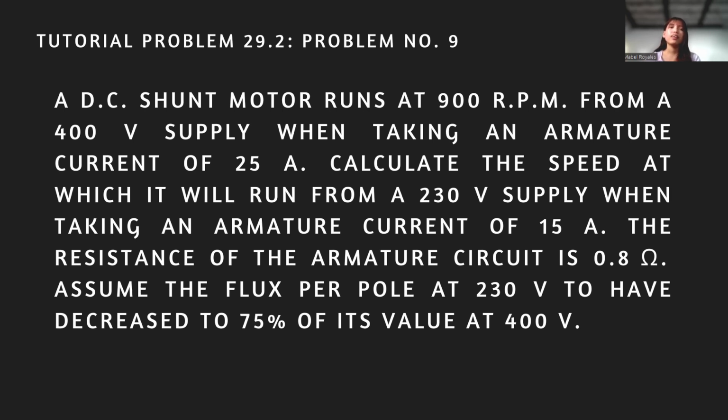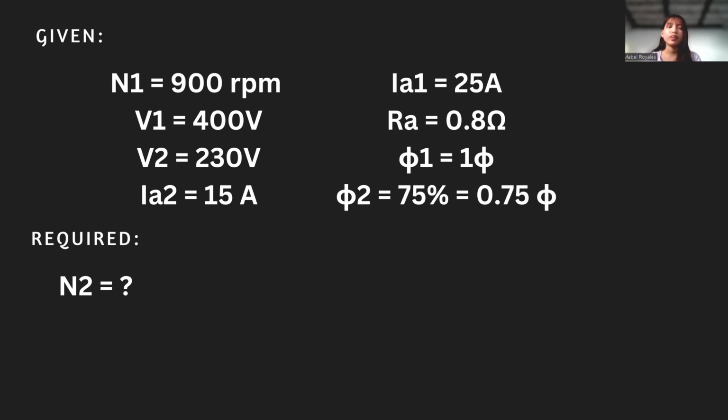So given: N1 900 RPM, V1 400 volts, V2 230 volts, IA2 the armature current 15 amperes, IA1 25 amperes, the armature resistance 0.8 ohms, flux 1, flux 2 is 75% or 0.75. Required is N2 again, the speed. Solution and answer.